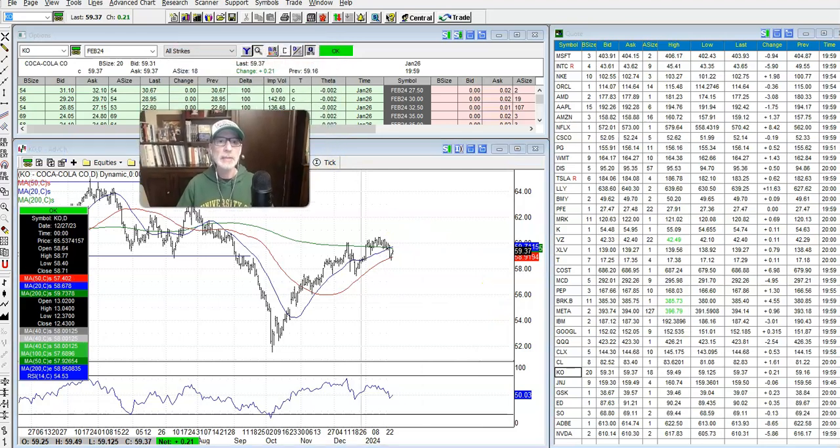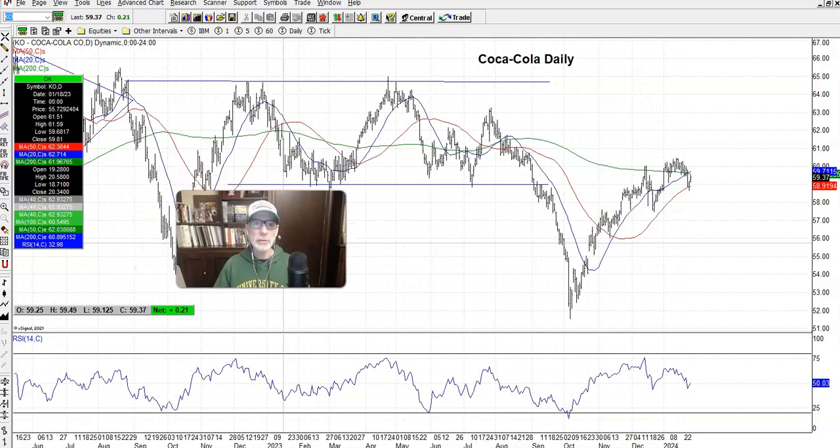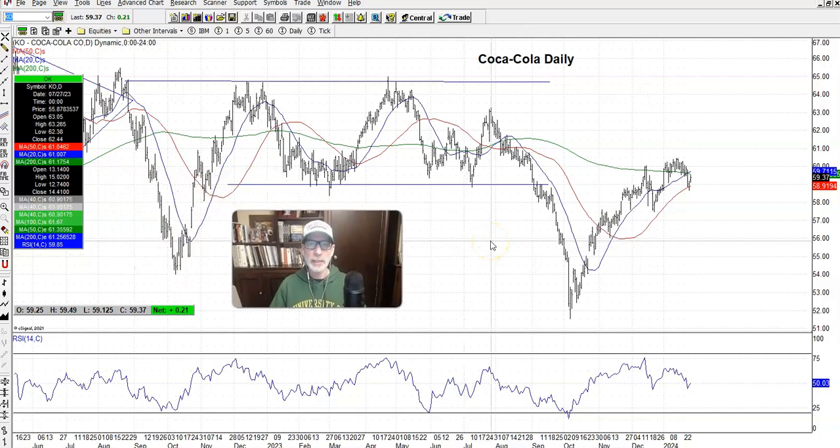All right. So that's how you do it. You need to look for the patterns, the support and resistance levels, and watch the RSI. Those help you get into higher probability trades.